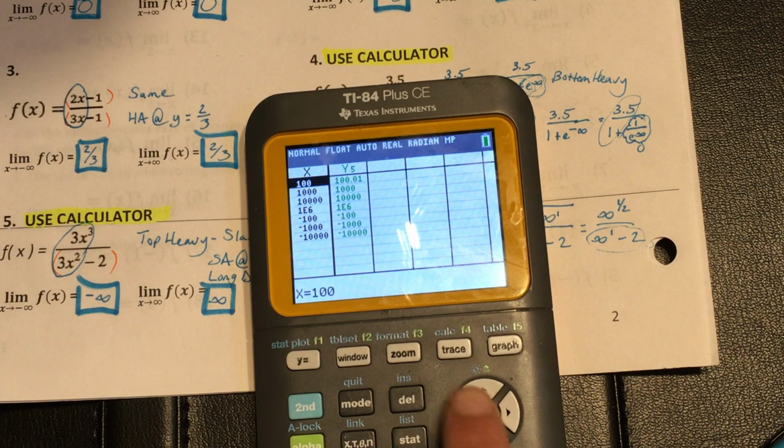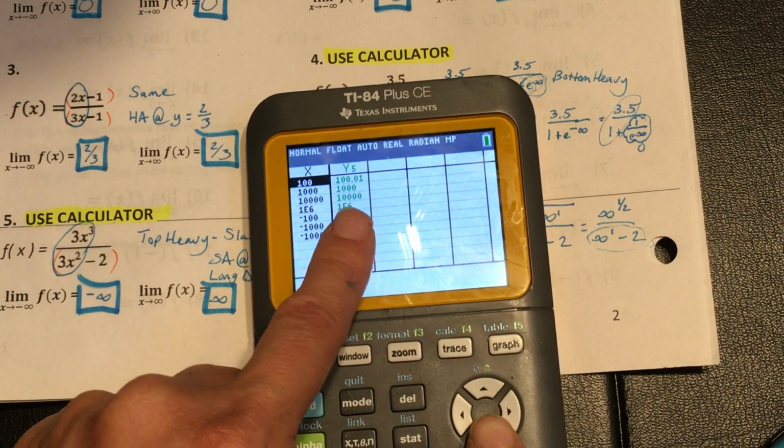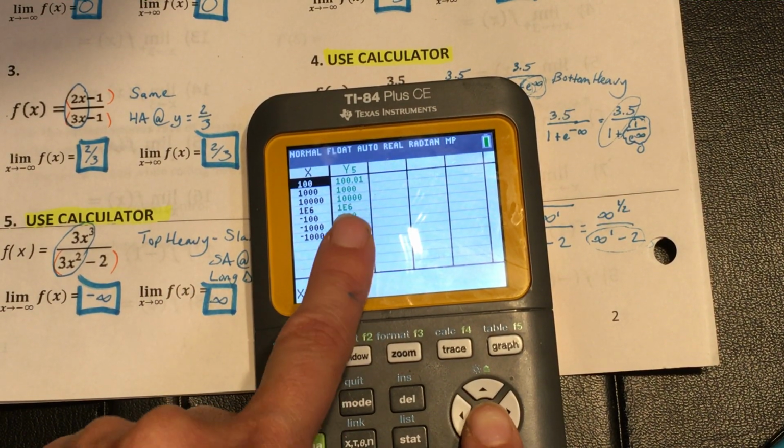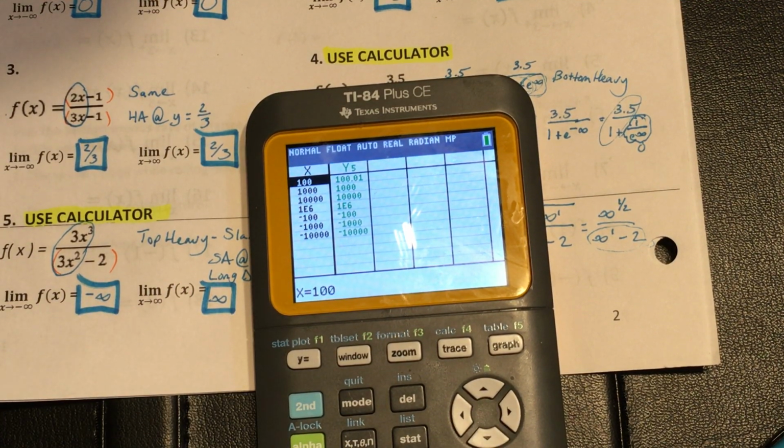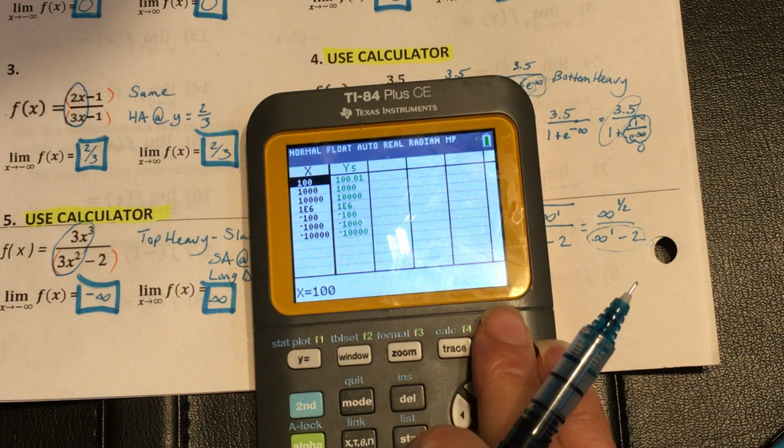If we look at our table, we see that as we plug in larger and larger values, we're just continuing to get larger and larger numbers. Same with those larger and larger negative values. So it's just getting larger without bound.